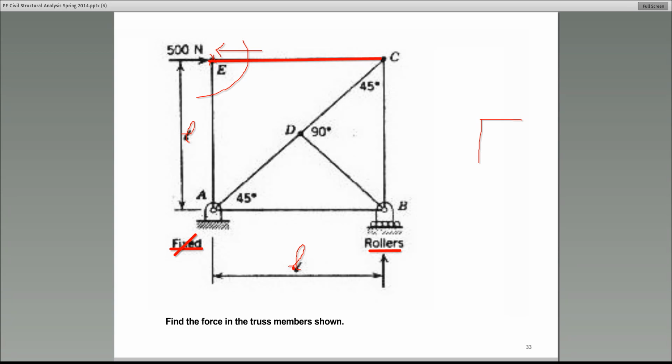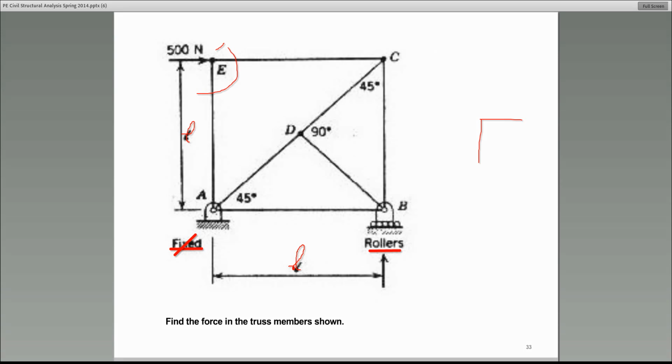And the one way you could see that, in fact, is by checking again the joint E and summing the forces. Let me see if I can look at the joint E and sum the forces in the vertical direction. There's nothing in the vertical direction to act along AE. So AE, the vertical member, is a 0 member.